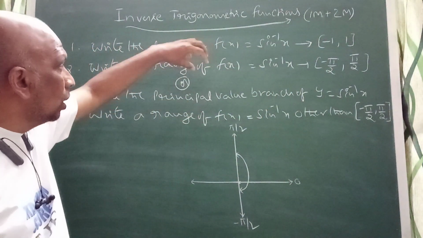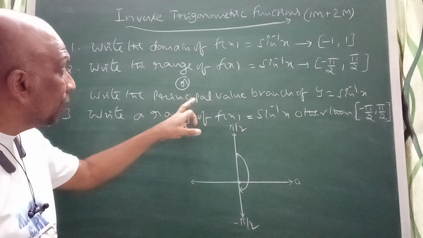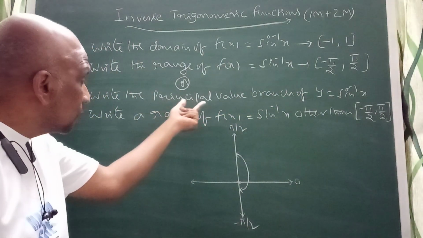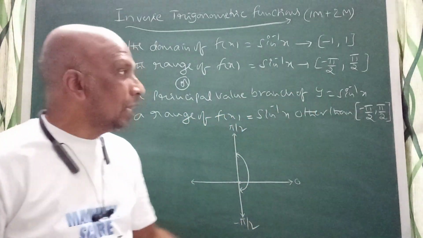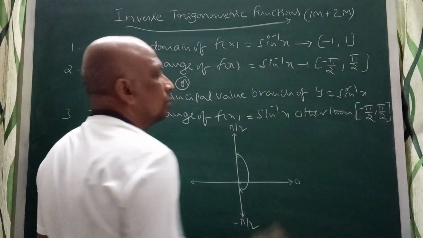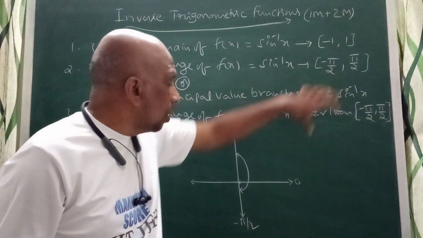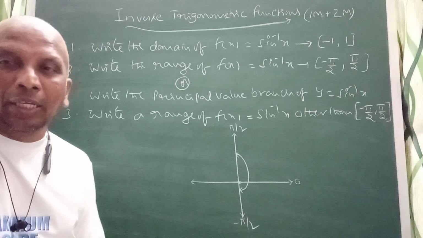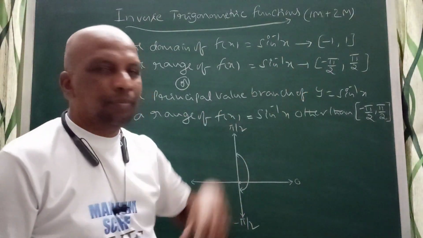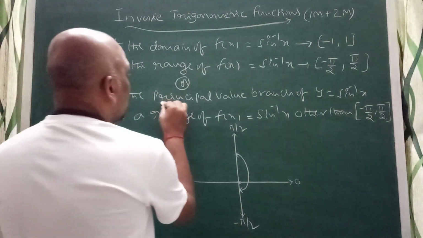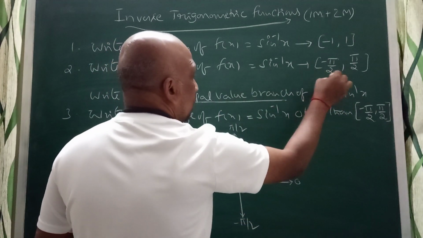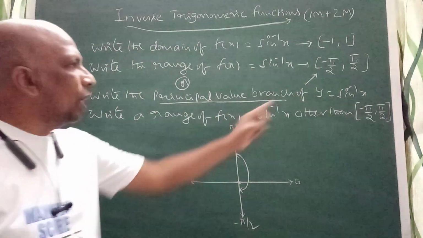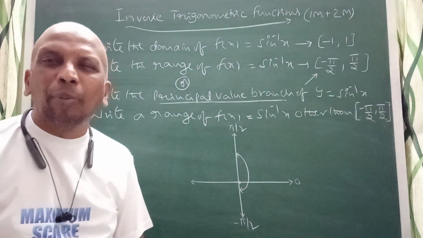They can also ask the same question as the principal value branch of y equals sine inverse x. When they ask the principal value branch, your answer is the same. Minus pi by 2 comma pi by 2, including these two, the closed interval, is called the principal value branch.